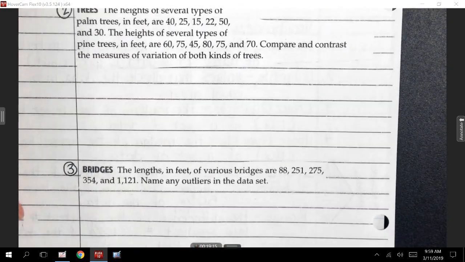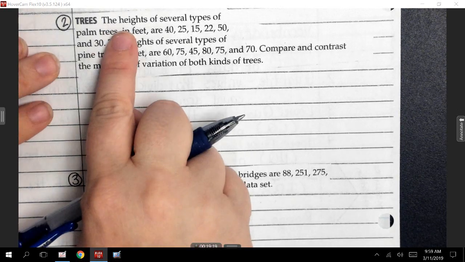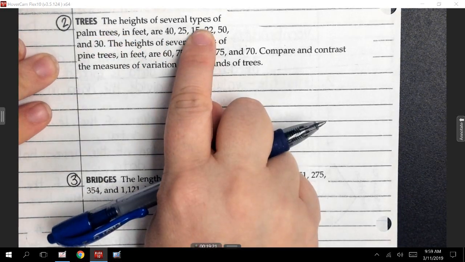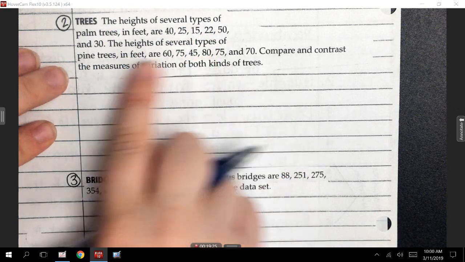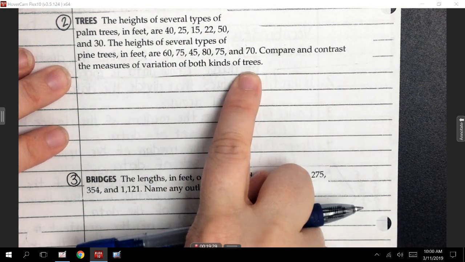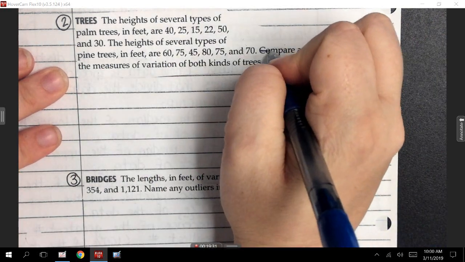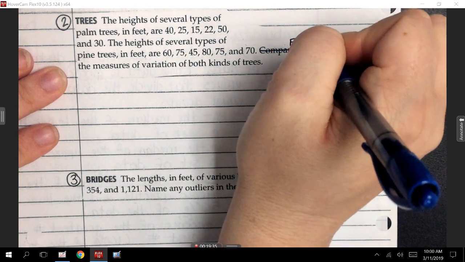All right, let's flip it over. All right, on number 2. For number 2, we're wanting to do the same thing, but this time it gives me palm trees with some information, and it gives me pine trees with some information. Now, guys, on your homework, you're going to have one like this. It says compare and contrast the measures of variation. I want you to mark out where it says compare and contrast.